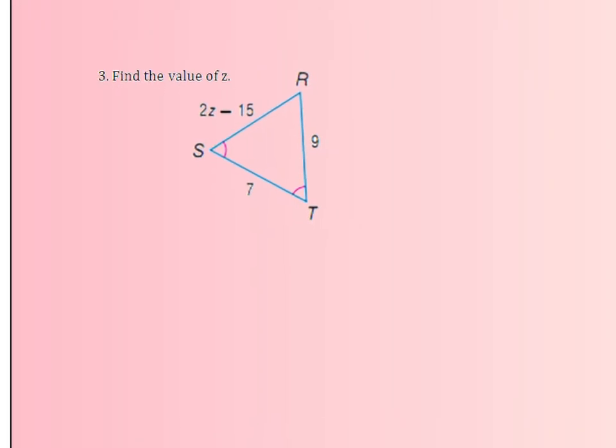Now, if we're looking for a value of z, they give me all three sides, in a manner of speaking. They don't give me a flat out number for this, but that's fine. Then they tell me that these two angles are equal.